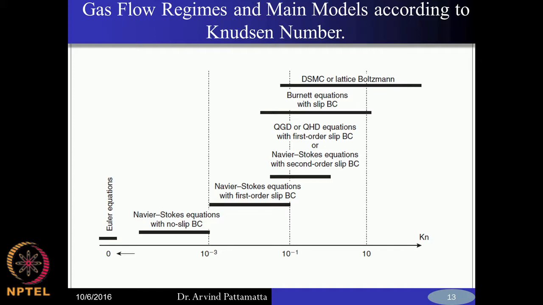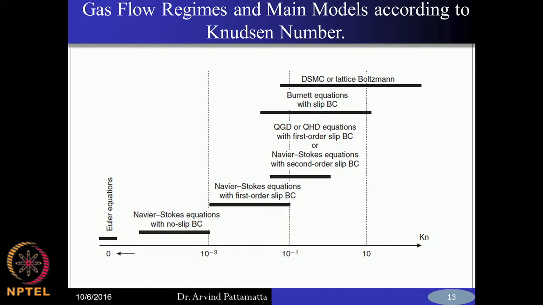Viscous effects are important and it is continuum, and therefore you solve the Navier-Stokes equation with no slip boundary condition. And then slowly you start encountering the slip flow regime between Knudsen number 10 power minus 3 to 10 power minus 1, where you use your Navier-Stokes equation with what we call the first order slip. There are different slip boundary conditions depending again on the Knudsen number.